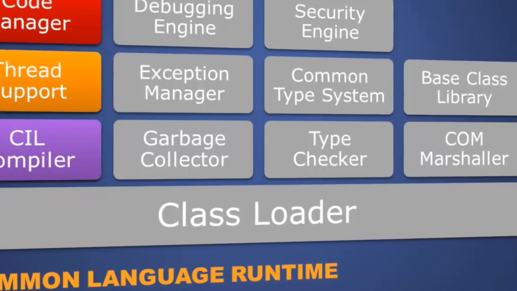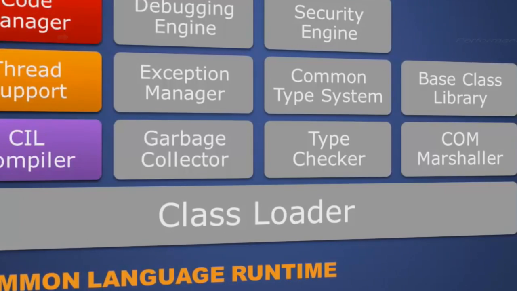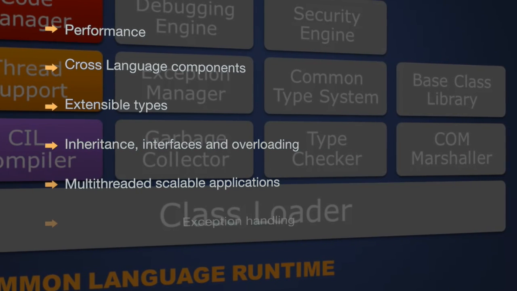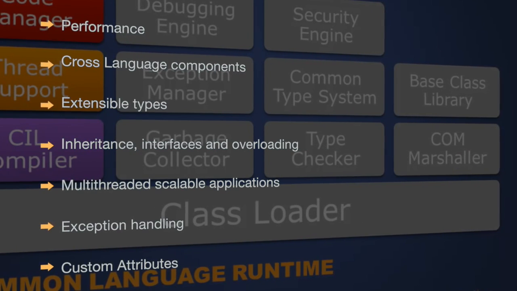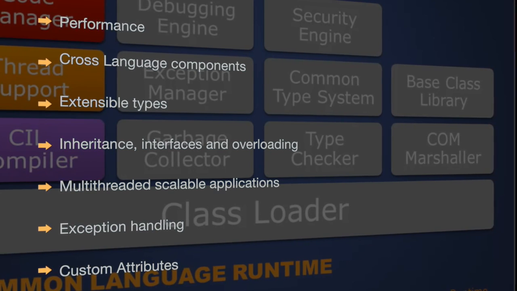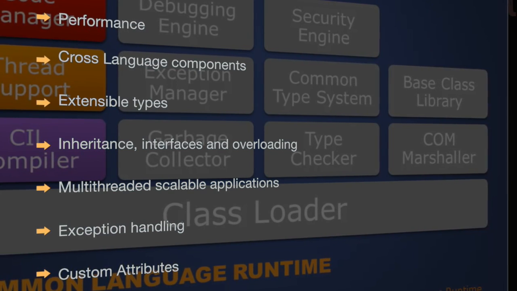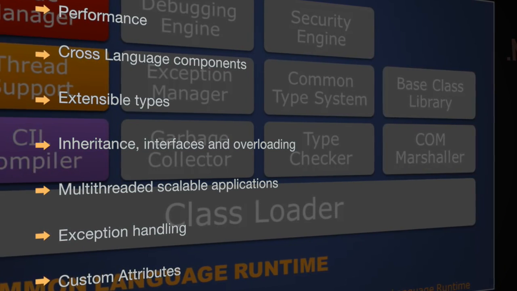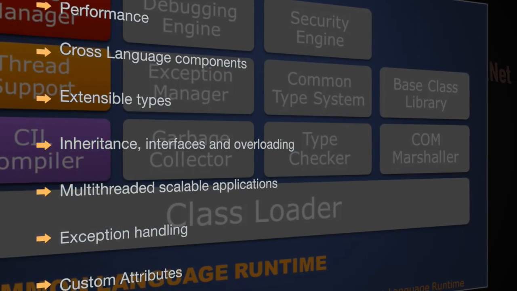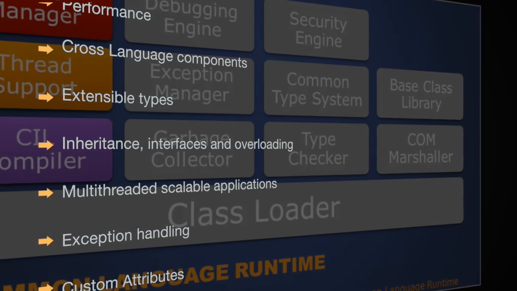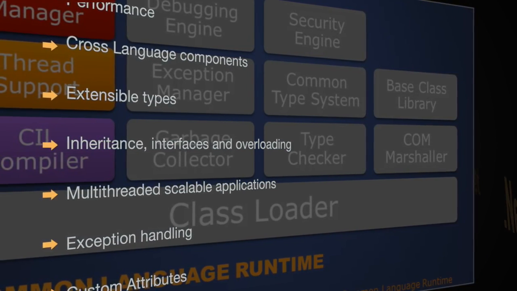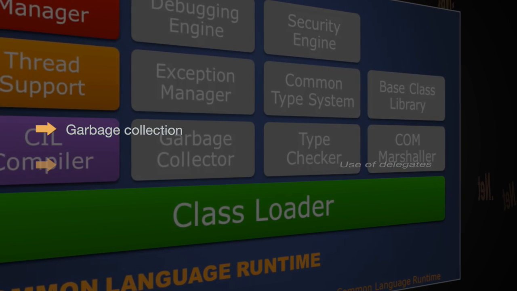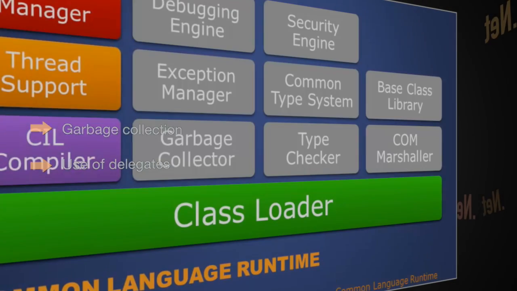The runtime provides the following benefits: performance improvements, the ability to easily use components developed in other languages, extensible types provided by a class library, language features such as inheritance, interfaces and overloading for object-oriented programming, support for explicit free threading that allows creation of multi-threaded scalable applications, support for structured exception handling, support for custom attributes, garbage collection, and the use of delegates instead of function pointers for increased type safety and security.